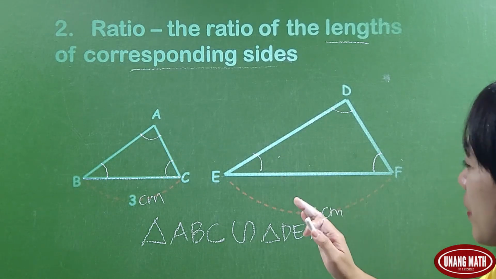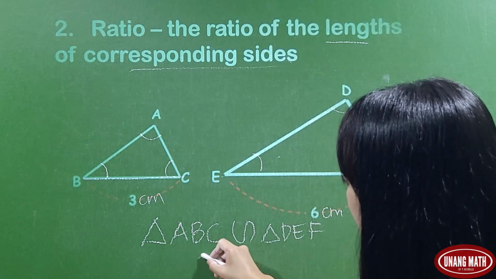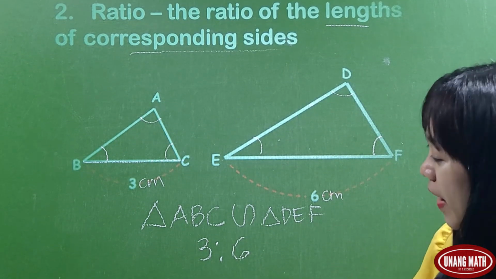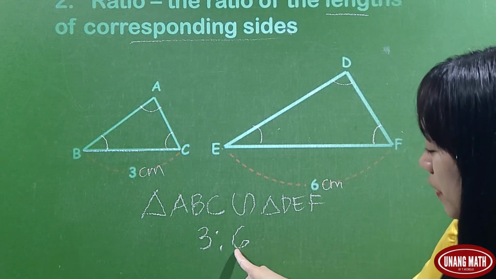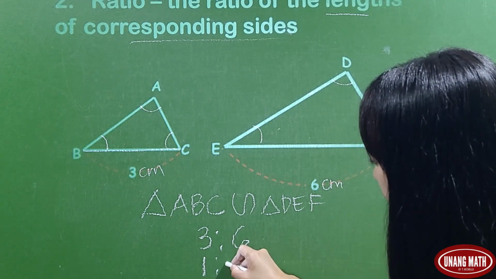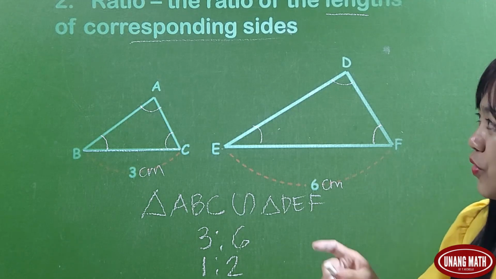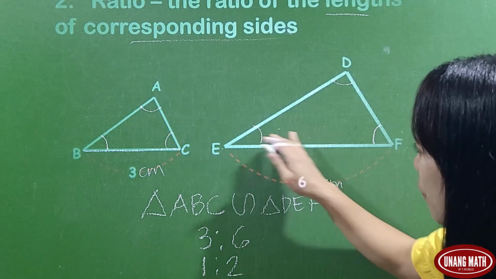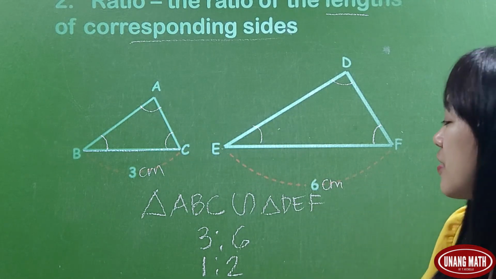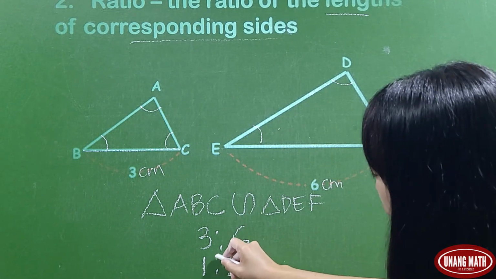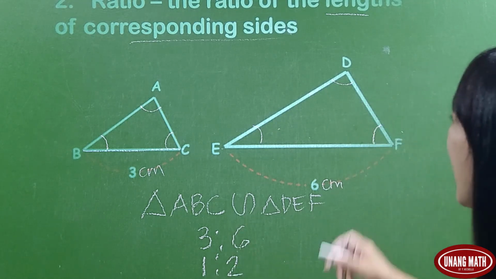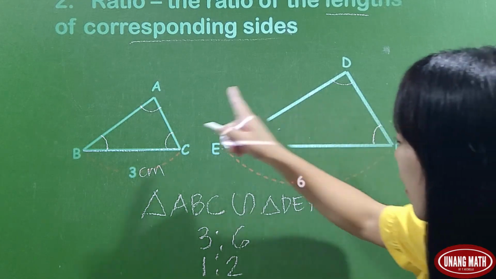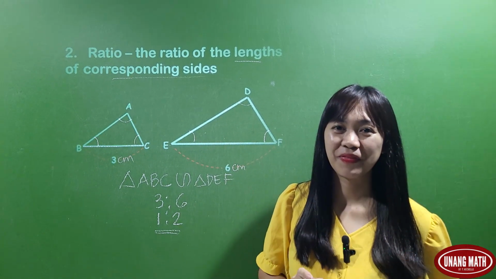If we're going to write the ratio, then we have here 3 is to 6. And if we simplify, dividing both numbers by 3, we have 1 is to 2. So the ratio of the length of the corresponding sides of these similar figures is 1 is to 2. We can conclude that this figure is 2 times this figure.